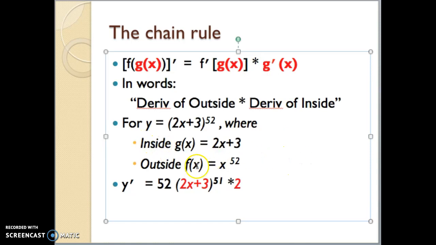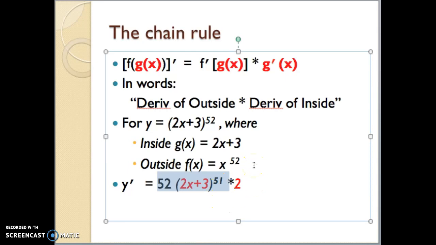So for the example that we saw on the previous slide, if y is 2x plus 3 raised to the 52nd, then the inside function is your g of x, that is your 2x plus 3. The outside function is the x to the 52nd. Then if we take the derivative, we first take the derivative of the outside function. Well, that would be 52 times whatever the inside function was, raised to the 51st.